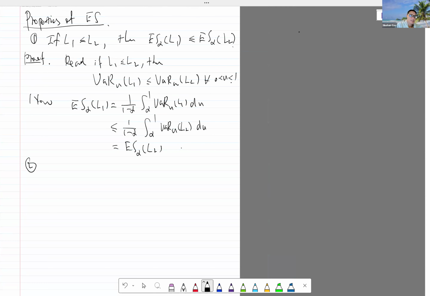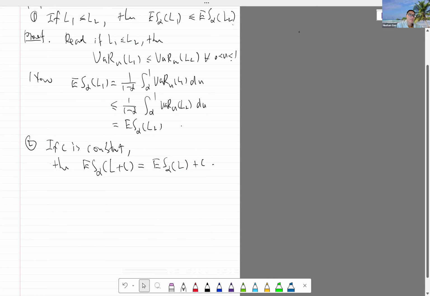The second thing is that if C is a constant, then like value at risk, expected shortfall is translation invariant. L plus C, if you add a constant, you can take it out. The proof is still the same because this is true for value at risk and expected shortfall is the average of value at risk, right? So expected shortfall of L plus C, what is that?